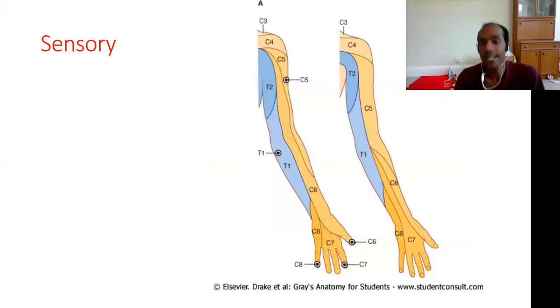And then in the sensory examination, like in the lower limbs, you need to know the dermatomes of the upper limb. So what dermatomes are involved and how you would map these dermatomes out.